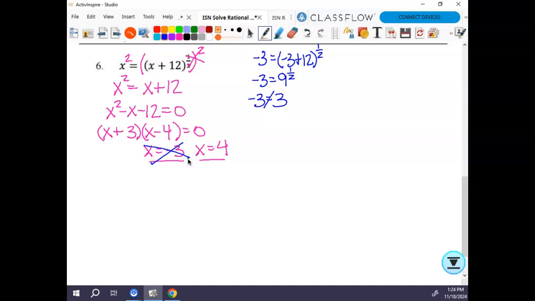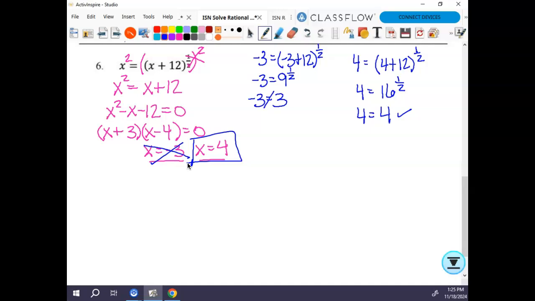It's possible that they both don't work, so we got to check that other one. 4 is equal to 4 plus 12 to the 1/2 power. So that's 4 equals 16 to the 1/2 power. What is 16 to the 1/2 power? 4. 4 equals 4. I like that one. That is the only answer we get out of it.